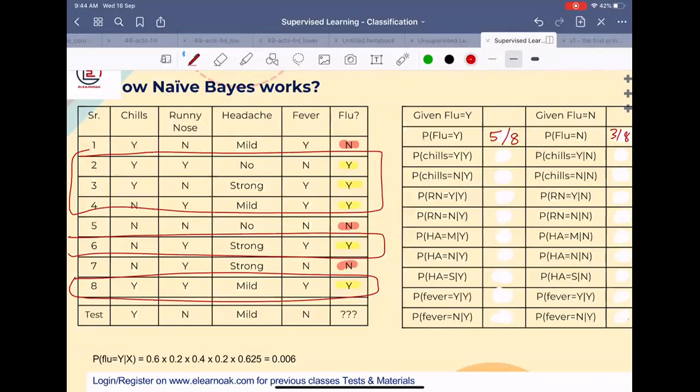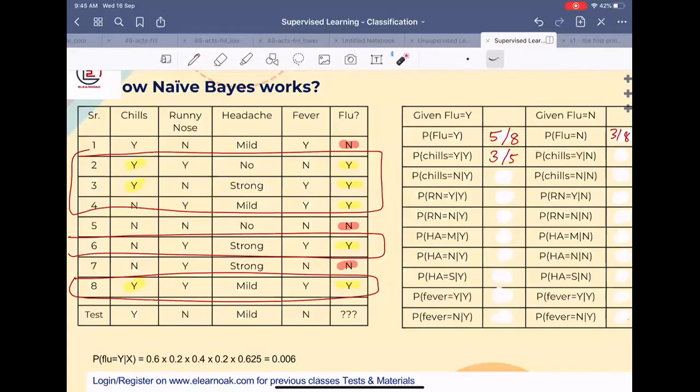Okay, let me come back to the problem. So, when we're trying to evaluate probability of chills as yes, given that someone has flu, my sample set is limited to only those examples where I have yes. So how many examples do I have? I have 5 examples of yes. So my denominator will become 5. Now, within this sample set, what are my favorable conditions? My favorable conditions are chills as yes. So I have 1 example, 2 examples, and 3 examples. I've got 3 examples of chills as yes. So this term can be evaluated by 3 by 5. I hope you understand how to evaluate.